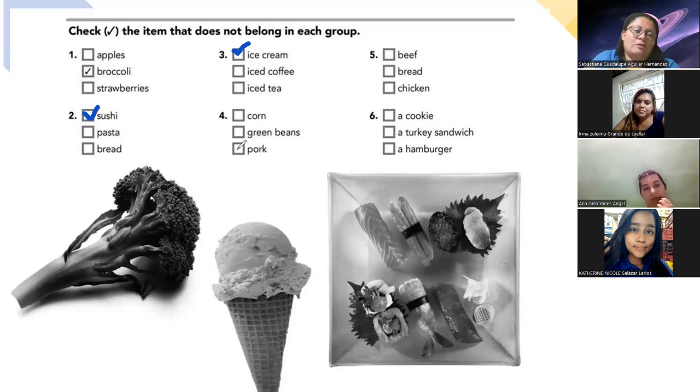Pork, exactly, right? Carnivores, right? Yes, carnivores. So that means we have corn and then we have green beans. Mm-hmm. Oh my gosh. What about number five?